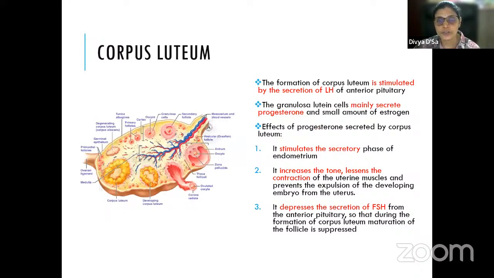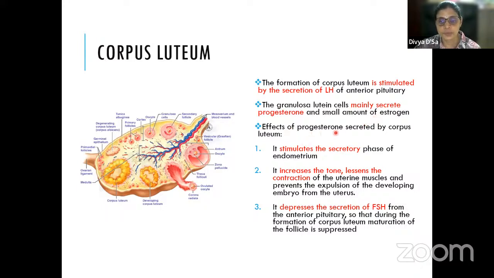So the formation of the corpus luteum is basically by the secretion of LH, the luteinizing hormone of the anterior pituitary. So the granulosa lutein cells here secrete which one? The progesterone and a small amount of estrogen, which is mainly secreted by the thecal cells present there.